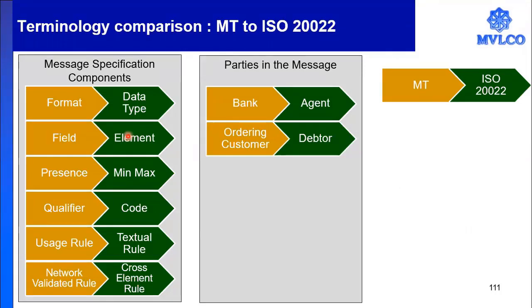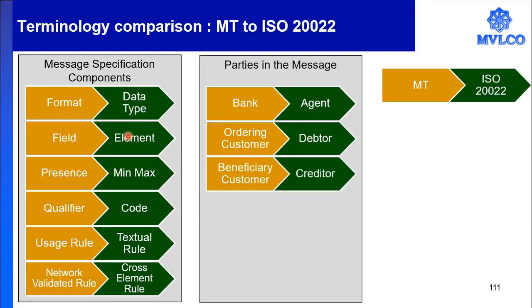To come back, ordering customer is the debtor in ISO. Debtor is the party whose account gets debited. The beneficiary customer is known as creditor. Creditor is the party whose account gets credited. That's our definition. Then we'll have the message sender.